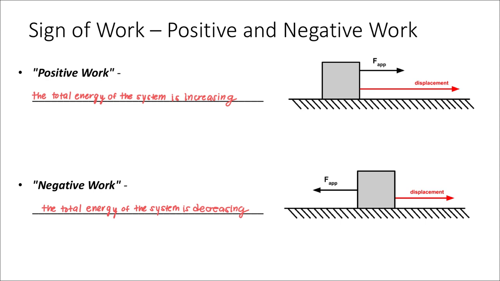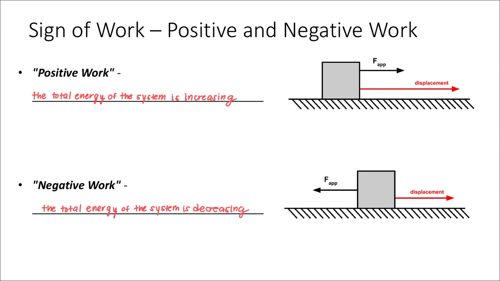So in the case of positive work, that means there's a positive change in the energy of a system. That means the system has more energy after work was done than it did before. Negative work, on the other hand, means that there was a negative change in the total energy of the system. That means that the system has less energy at the end after work was done to it than it did before. Let's see how the work equation captures this idea.